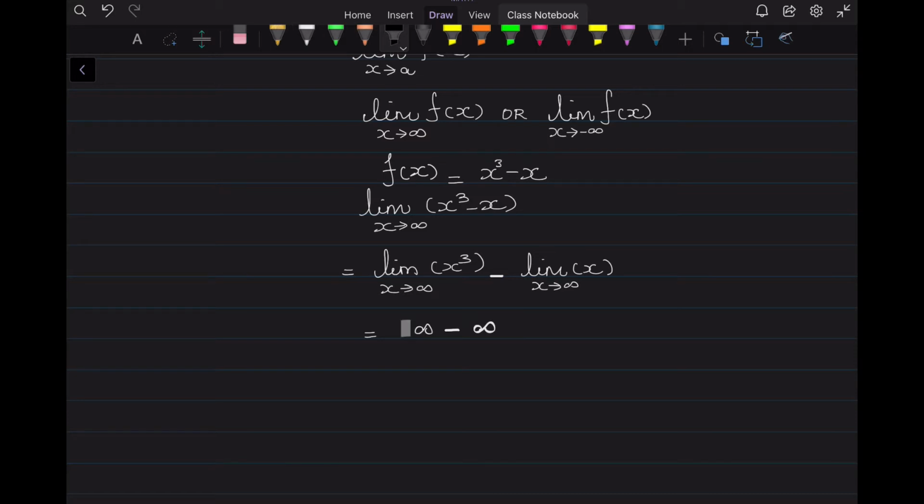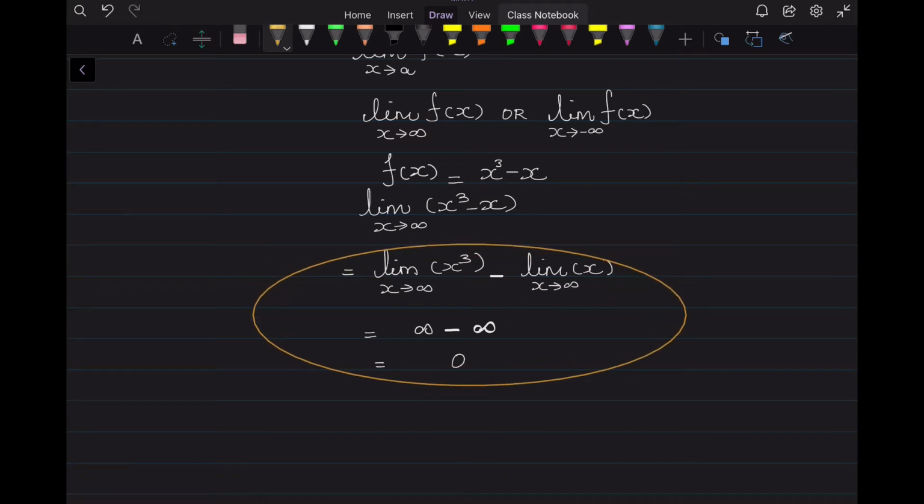Now when we see infinity minus infinity, we are tempted to write it as 0. But all these steps right here are absurd. I should not have written it like this. Because infinity minus infinity can't be defined. And the reason is obvious.